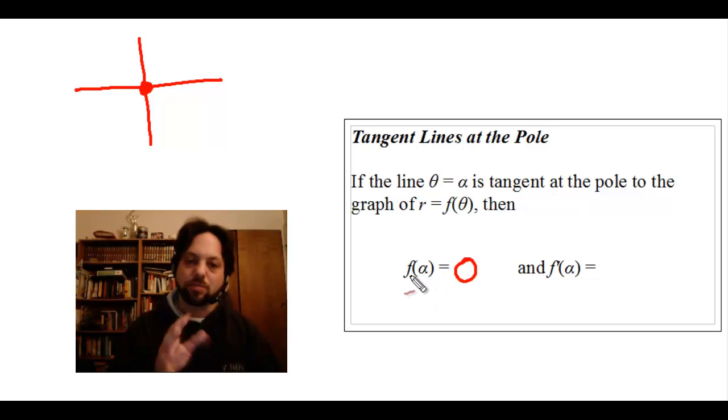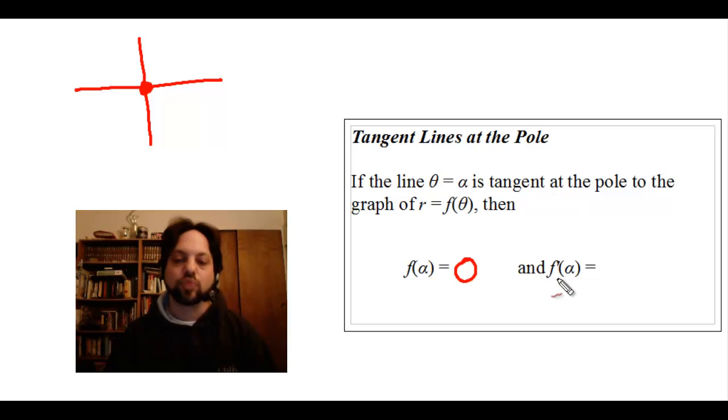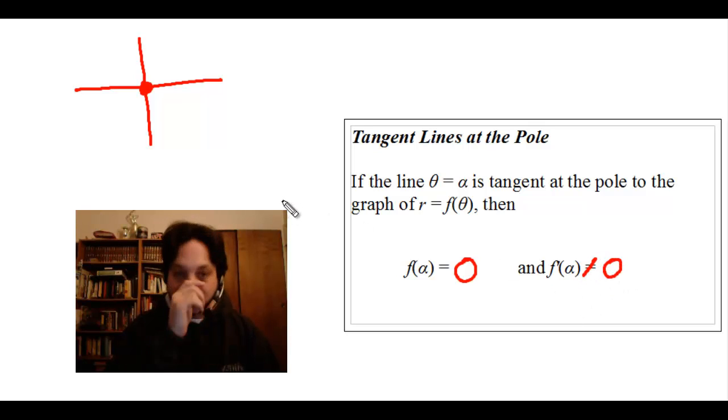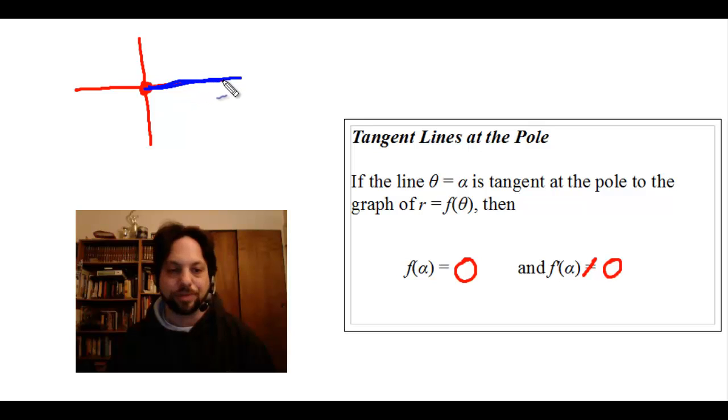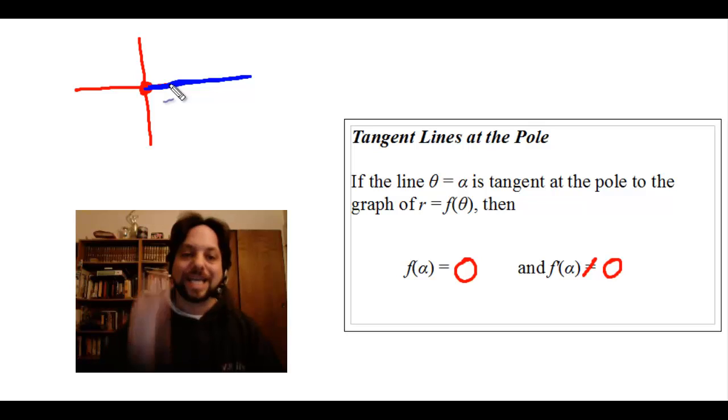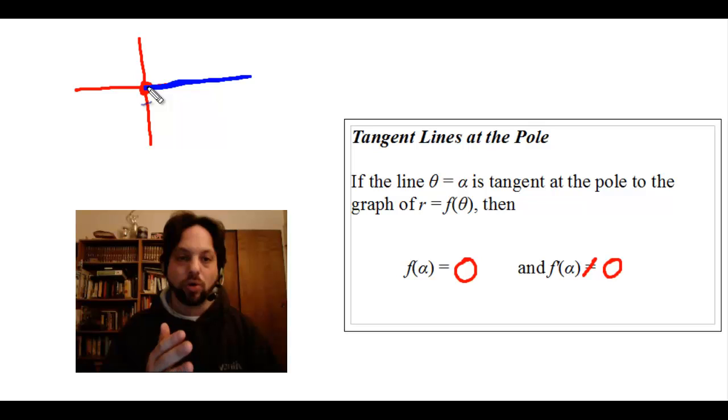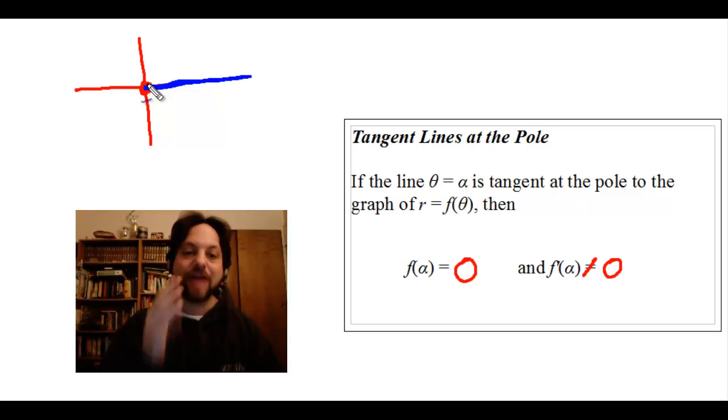Secondly, and this is more of an interesting one, the derivative of the function at that value of alpha cannot equal 0. And this is a tricky one. If the derivative here does equal 0, then our tangent line is actually going to go like this. Again, it exists at the pole, and if the slope is 0, then the slope is going to look like this. Now, of course, the challenge here is, can you draw a polar function that passes through the pole and has a 0 derivative at the pole?